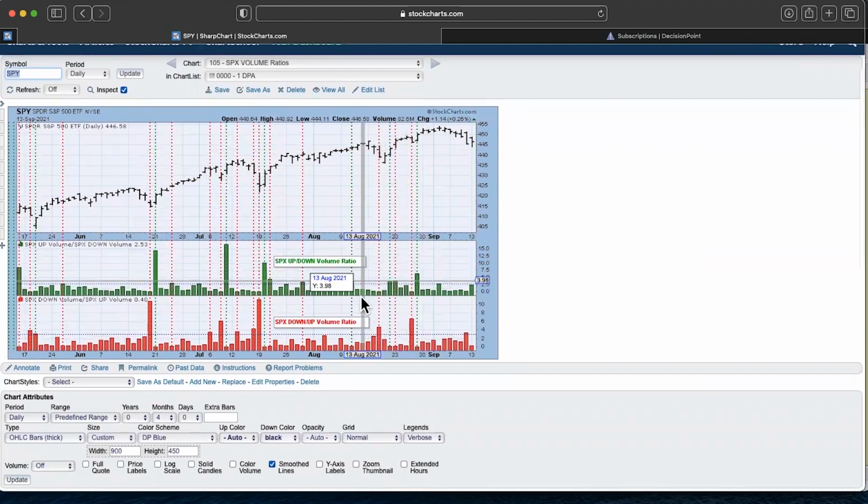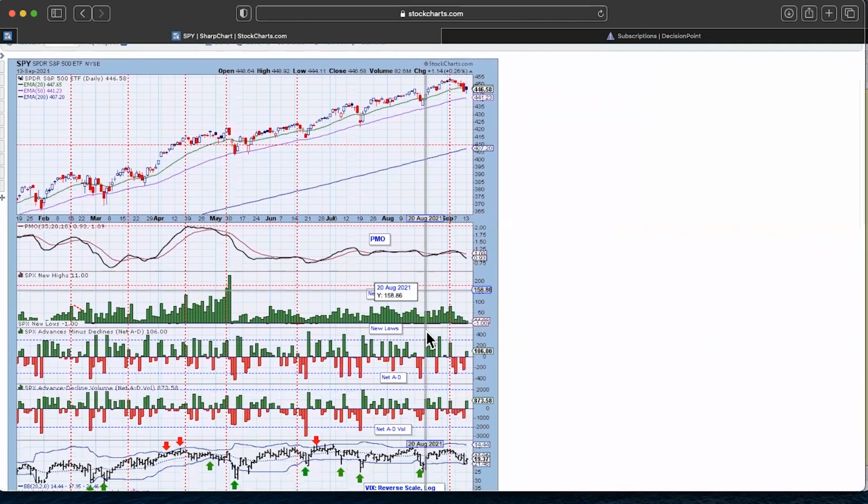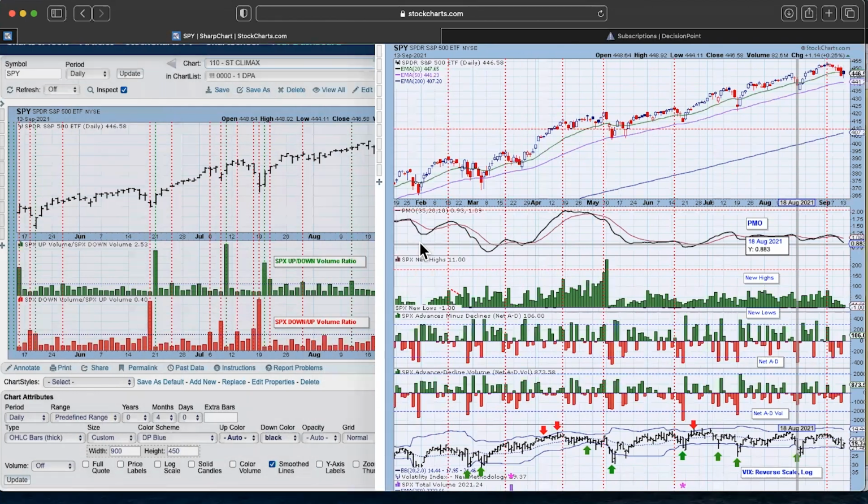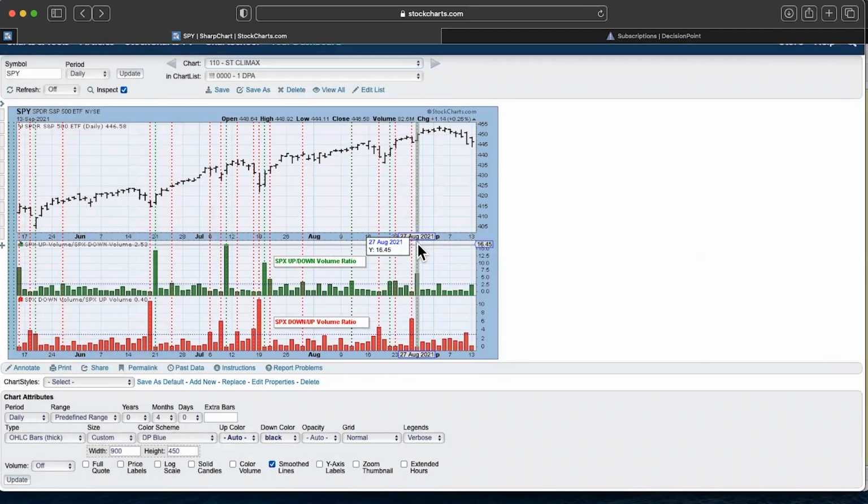So let's talk about these late August climaxes that we have marked here. When you look at the short-term climax chart that we just had up there, right here, these are the late August climaxes right here. You can see there's one there and there's one there. We've got here, we've got here. So we had quite a few climaxes come in near the end of August. So that's what we're going to examine next here on this SPY up-down volume ratio chart.